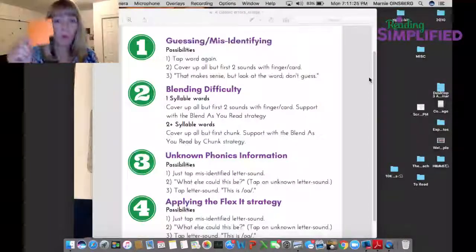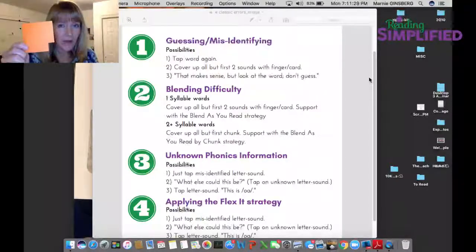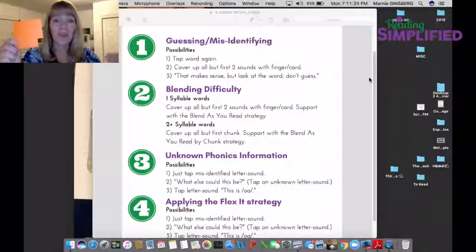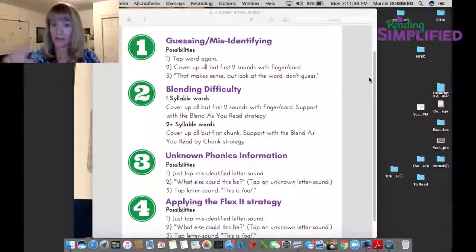And if it's a 2-syllable word, or 2 or more syllables, you just cover up all but the first syllable, then you cover up all but the first and second syllables, and so forth until they've put the sounds together.